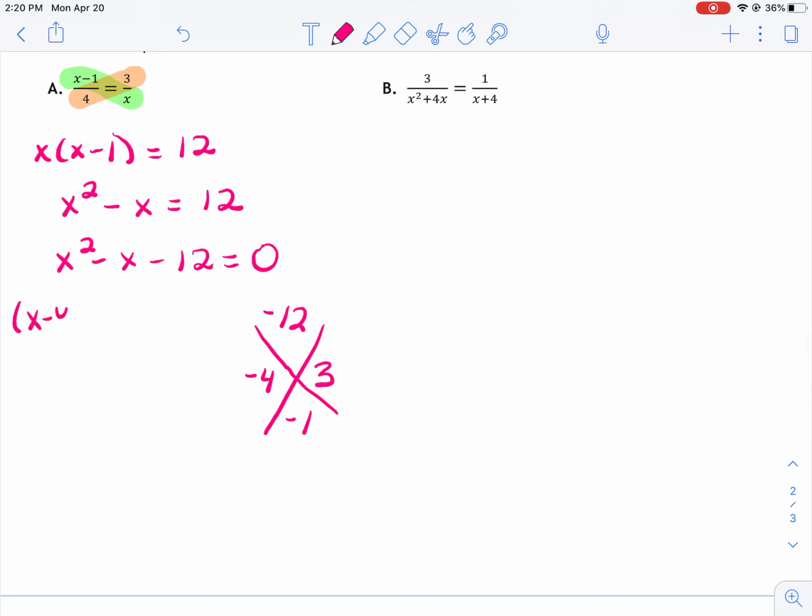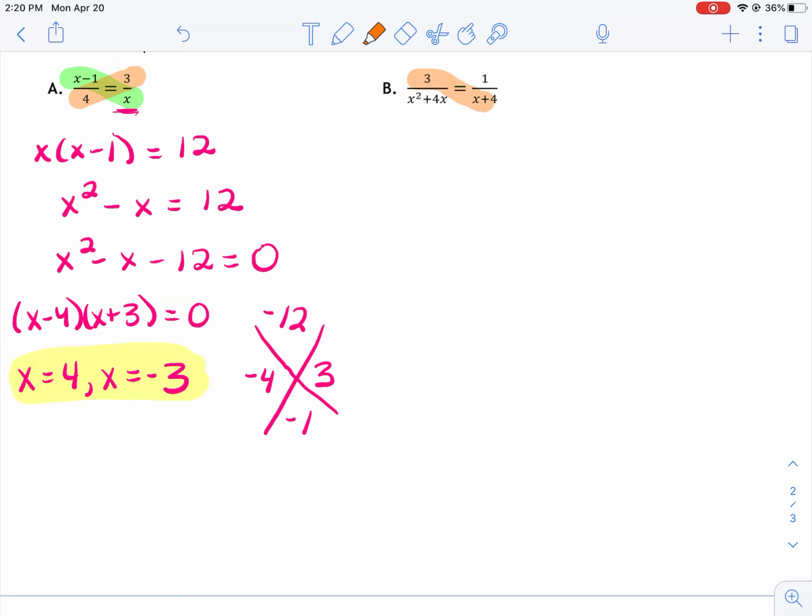And so we get x minus 4 times x plus 3 equals 0. And so if x minus 4 is 0, x is 4. And if x plus 3 is 0, x is negative 3. Okay, and do a quick check. If I look at my denominators, I have an x in the bottom, so 4 works and negative 3 works. Okay, so again, I'm not really going to give you problems with extraneous solutions. I just want you to understand what they are. Or actually, I think the next one might have one, so that would be a good example.